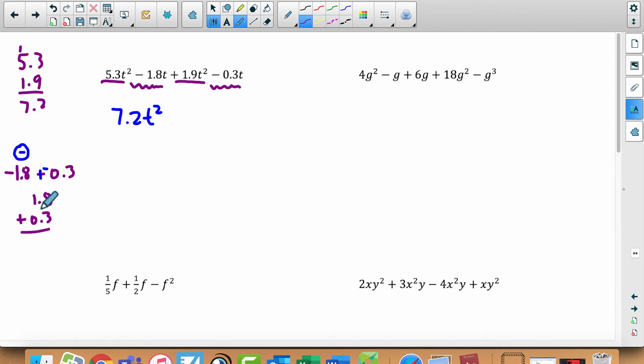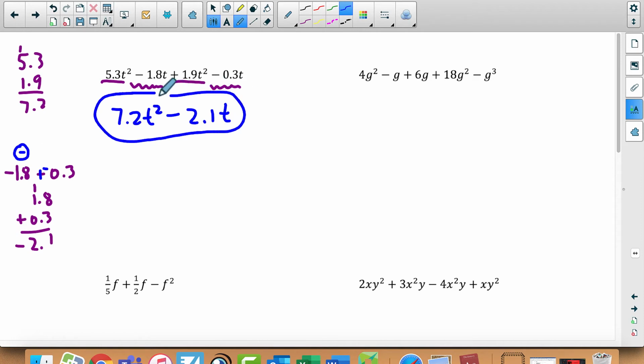8 plus, see my decimals are lined up. 8 plus 3 is 11, carry the 1. 1 plus 1 is 2. Decimal goes straight down, and remember, our answer is going to be negative. So, how many t's do we have? We have negative 2.1 t, and that's done. It's in descending order. We got our t squared and then our t. Looks good.